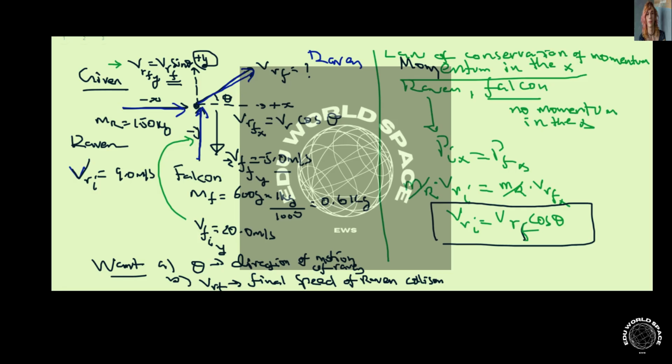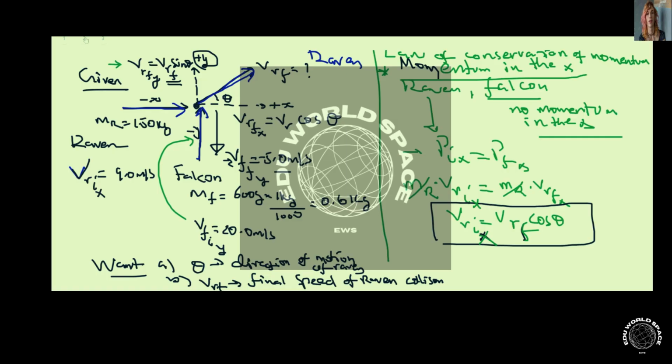Just verify that. Okay. So again, just to clarify things, we have to get the momentum in the x direction, and that's law of conservation of momentum. The initial momentum in the x is the same as the final momentum. We don't have to deal with the falcon, so we only focus on the Raven. So mass of Raven times initial velocity of the Raven in the x direction equals mass of Raven times final velocity in the x. So then VRIX, that's what it is.